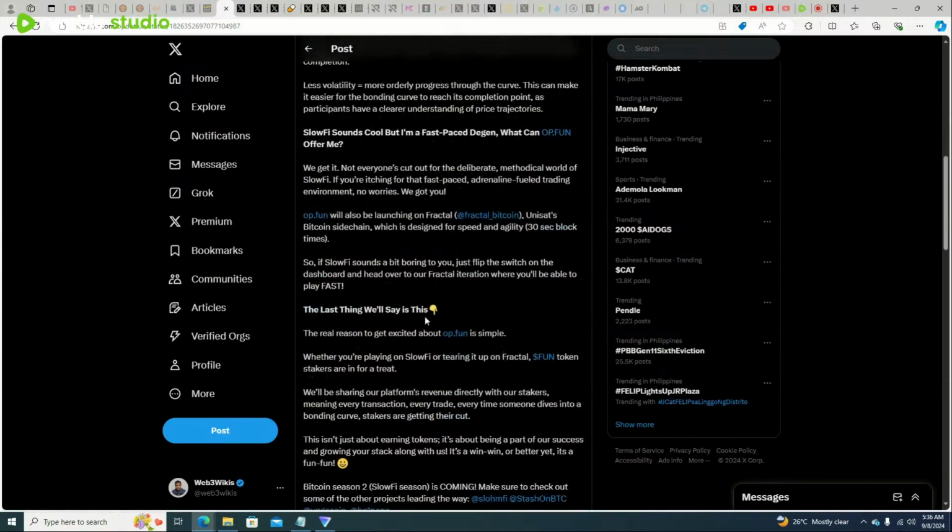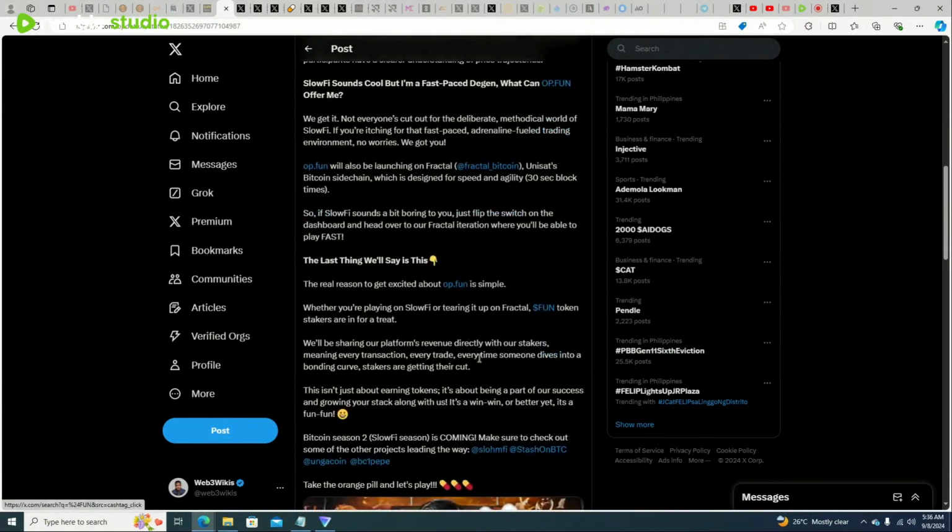The last thing we'll say is this. The real reason to get excited about op.fun is simple. Whether you're playing on SlowFi or tearing it up on Fractal, Fun token stakers are in for a treat. So there's actually a token. We'll be sharing our platform's revenue directly with our stakers, meaning every transaction, every trade, every time someone dives into a bonding curve, stakers are getting their cut.